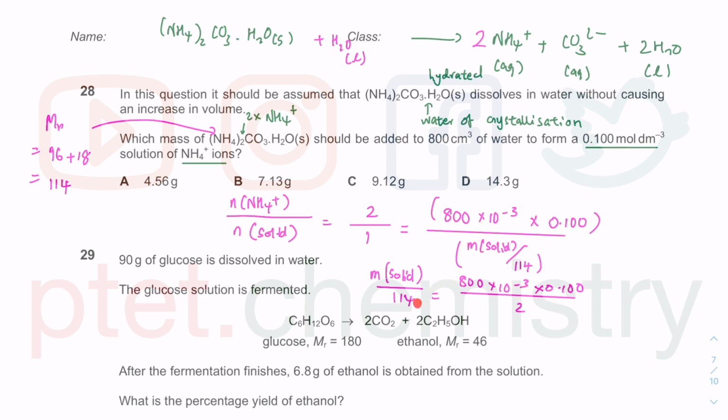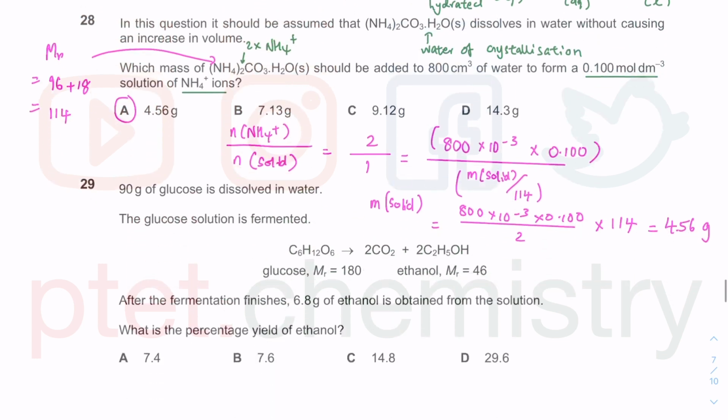Now I can also move up the 114. So when I cross out the 114, it's going to go to the other side and multiply by 114. There you go, I've got my equations all set up. So just putting everything into my calculator now. I got 4.56 gram. If you can't see that all in one go, do it step by step. All right.